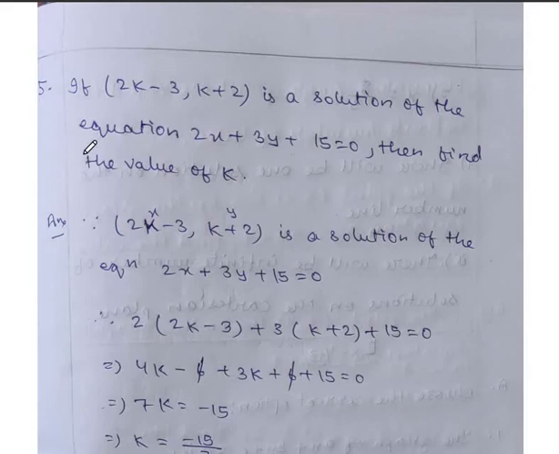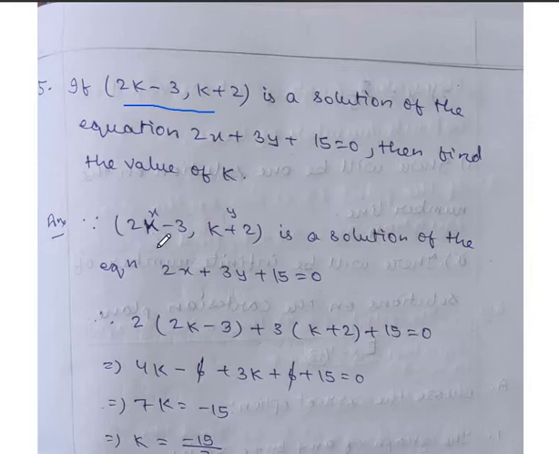Number 5 now. If (2k minus 3, k plus 2), given inside the bracket, that means one is the value for x, another is the value for y, is a solution of the equation 2x plus 3y plus 15 equal to 0, then find the value of k.